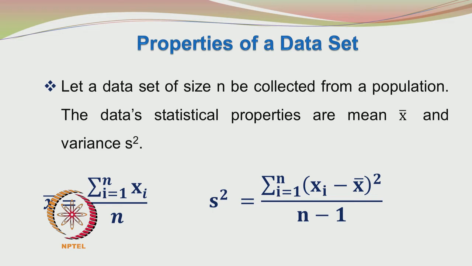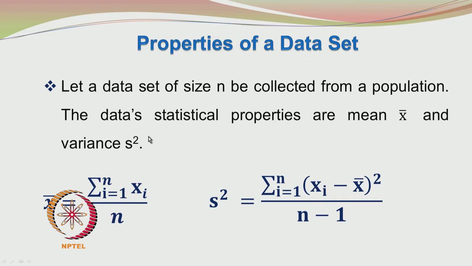Normally, when you do an experiment and collect the data, it is referred to as the sample. So, we would like to look at the sample properties, and the most common one would be the sample mean. The sample mean is denoted as x bar, and the variance is denoted by s squared.